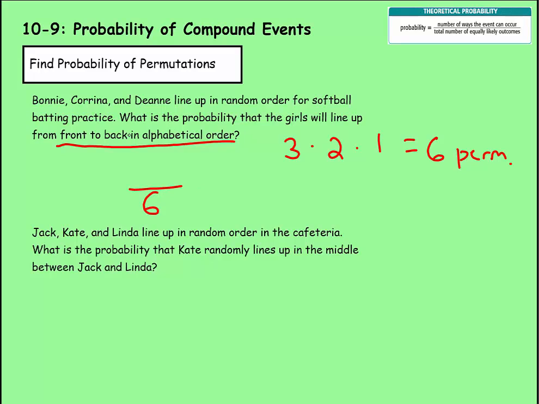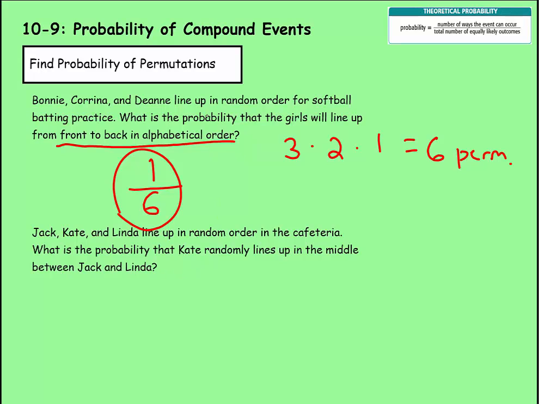Front to back in alphabetical order, that would be Bonnie, then Karina, then Deanne. There's only one way that that can happen, so that would only be 1. And here's our theoretical probability of this happening. Now we have Jack, Kate, and Linda line up in random order at the cafeteria. What is the probability that Kate randomly lines up in the middle between Jack and Linda?